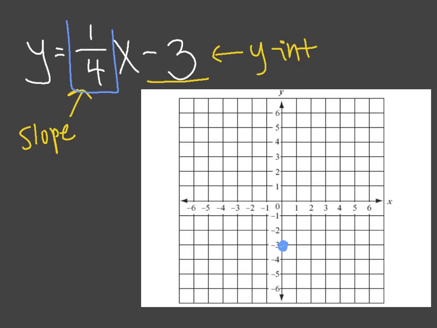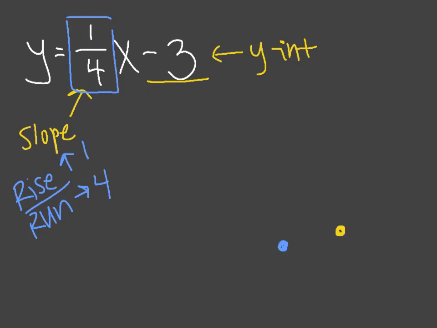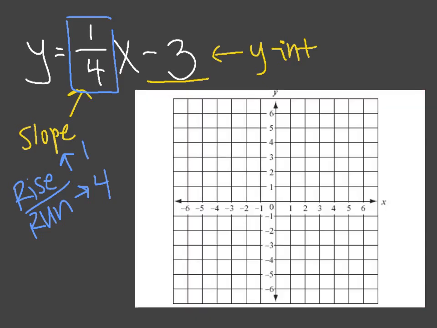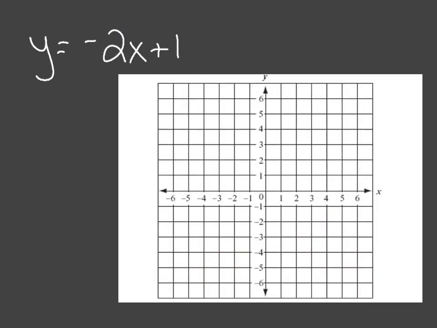Now I'm going to use my slope. Remember, slope is always rise over run. So the top number is telling me to go up 1 spot, and the bottom number is telling me to go to the right 4 spots. So from my y-intercept, from the point I already have, I'm going to go up 1 and over 4, and I'm going to make a new dot. And then if I go up 1 and over 4 again, I kind of go off the edge of the graph, but I'm going to put a dot there anyway. And now I can just go ahead and connect those. And I used my equation to make a graph. Simple as that. Let's try another one.